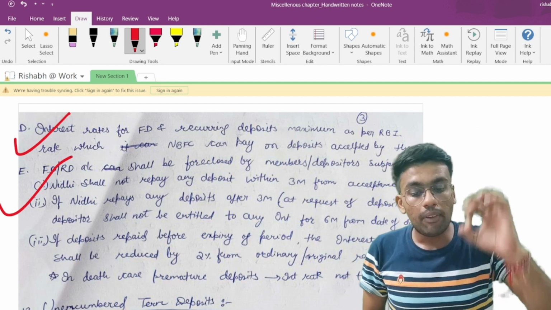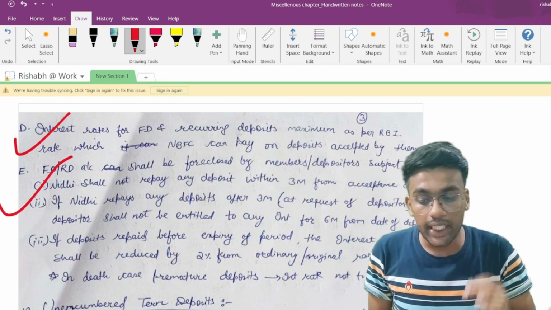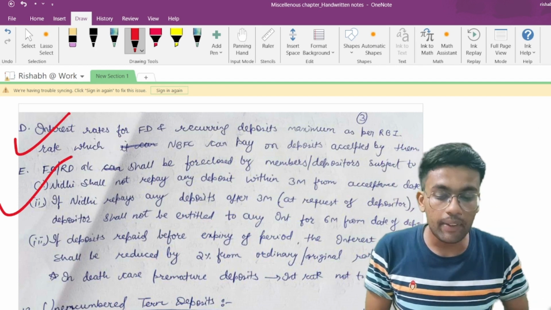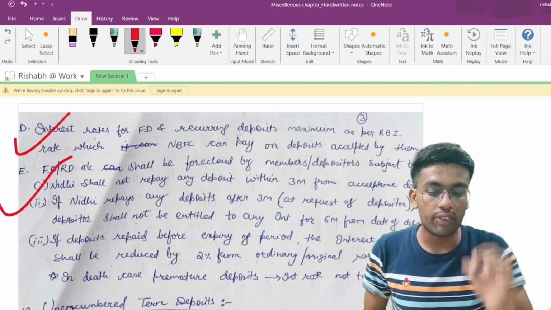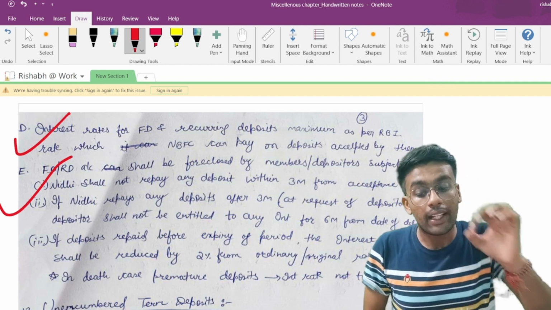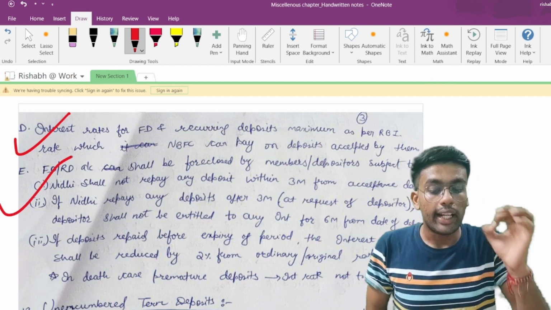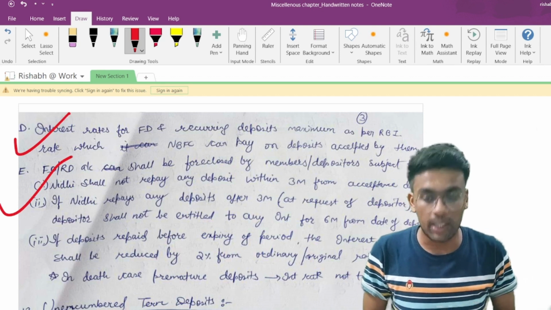FD and RD accounts can be foreclosed by the members or depositors, subject to Nidhi shall not repay any deposit within 3 months from the acceptance date. If Nidhi repays any deposit after 3 months at the request of the depositor, the depositor shall not be entitled to any interest for 6 months from the date of deposit.